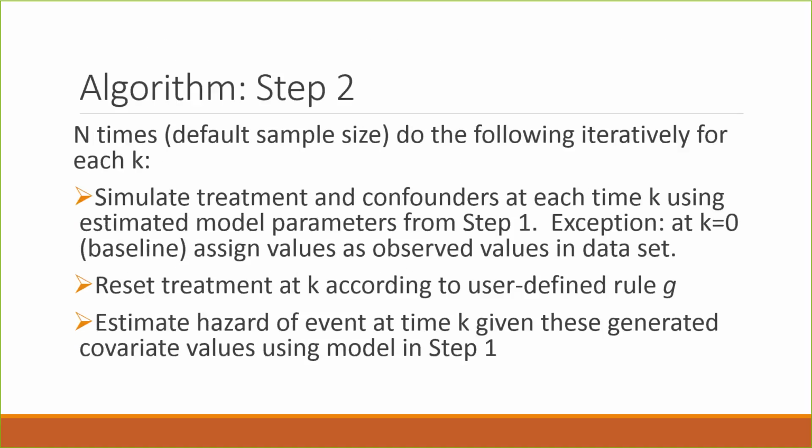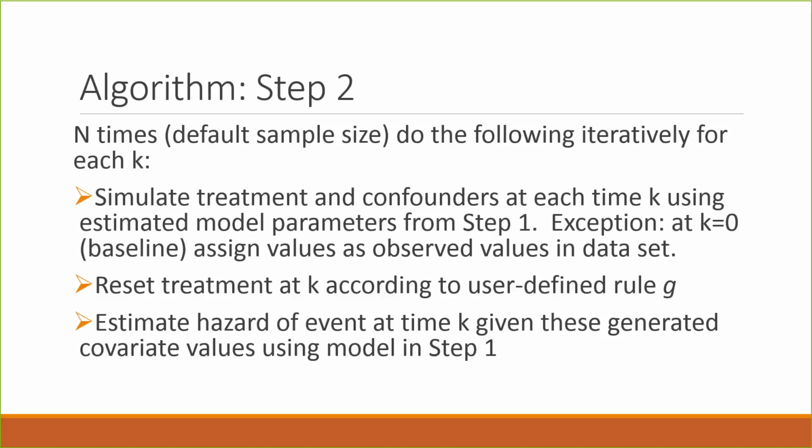Okay, so that's step one. I'm just fitting parametric models for these observed data quantities. And then in step two, I'm going to simulate a number of histories based on those model coefficients consistent with my strategy. So we'll say n times, where by default we can set n to the sample size. I'm going to run the following algorithm iteratively for each time k. So at each time k, n times, I'm going to simulate the treatment and confounders at time k using the estimated model parameters from that first step, from the estimation of the joint distribution of the treatment and confounders at k.